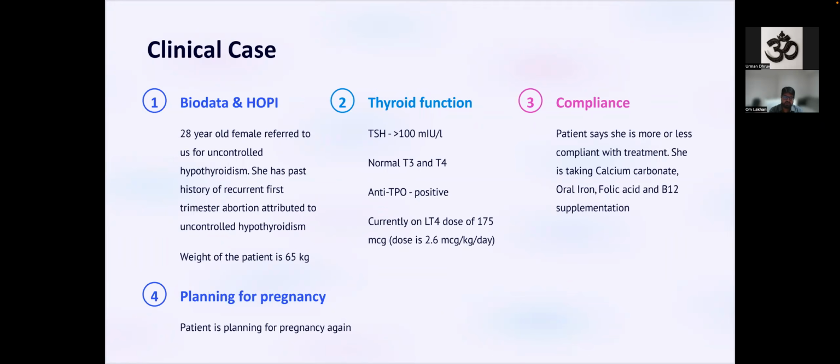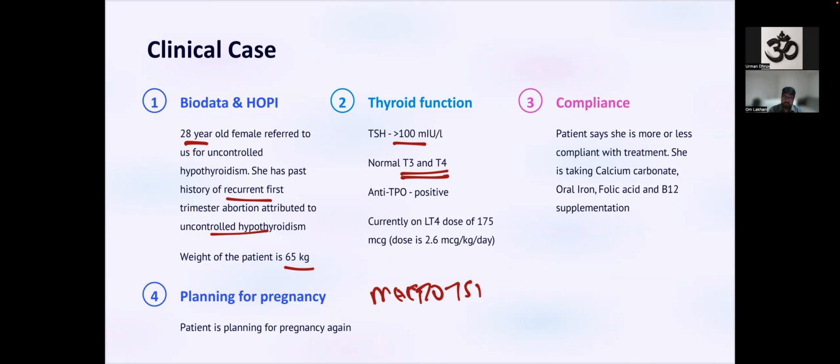So you have a young patient, a 28-year-old, who is referred for uncontrolled hypothyroidism. Now she has a history of recurrent first trimester abortion, which was attributed to her hypothyroidism. Her weight is 65. She has a TSH of more than 100. Her T3, T4 are normal, right? So you can say there could be macro TSH, so you could rule this macro TSH out.